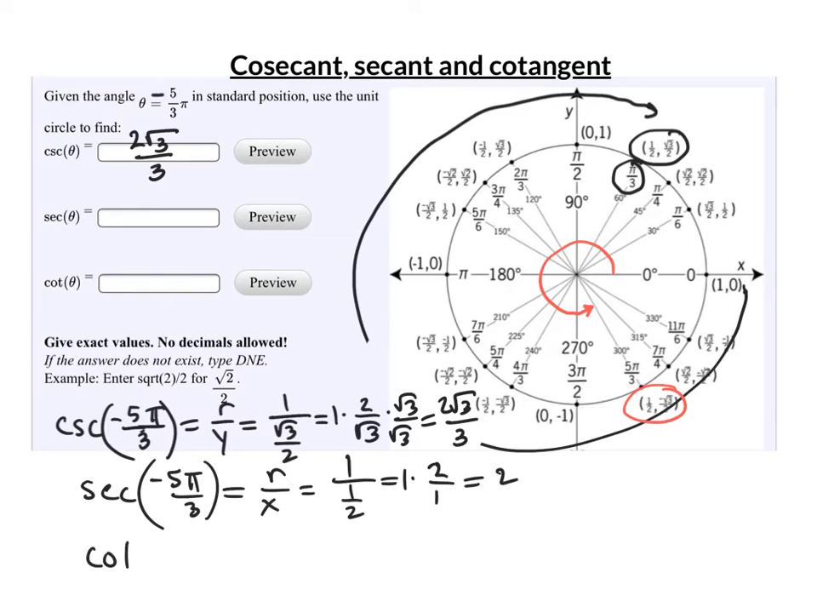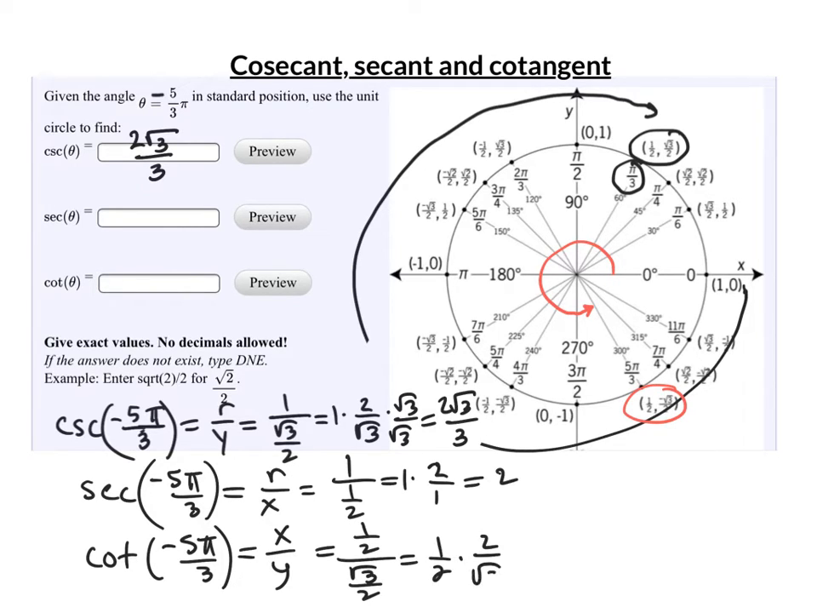And the cotangent of negative 5 pi over 3 is x over y. So x is 1/2 at that point, and y is root 3 over 2. This is 1/2 times the reciprocal. And we're going to have to rationalize. So it looks like it's root 3 over root 9, or root 3 over 3.